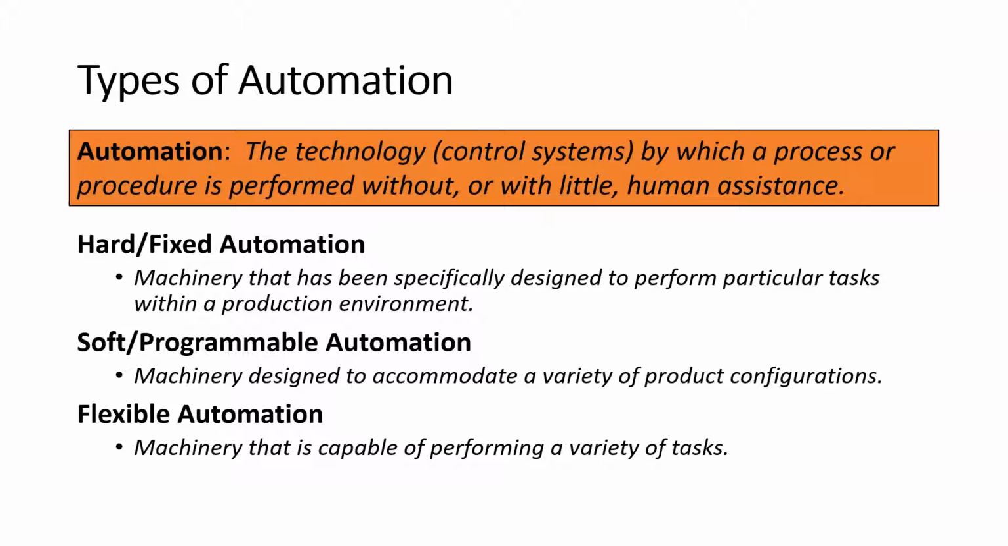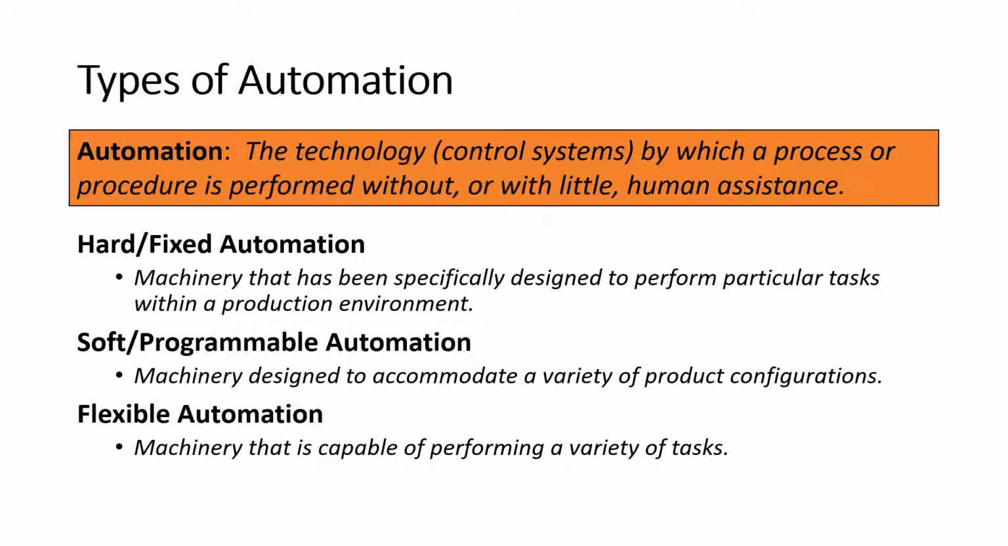Soft or programmable automation is where we have automation that is able to accommodate a variety of product configurations, right? We can make different things, and typically that's done by reprogramming the automation equipment. This may include robots, obviously, but it doesn't have to. There's other kinds of automated equipment that are not robots that are programmable.